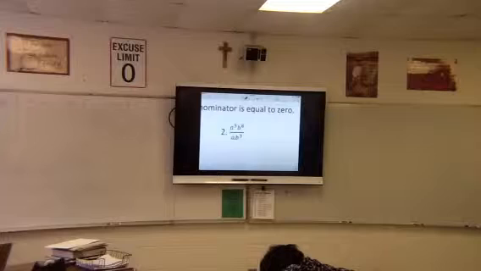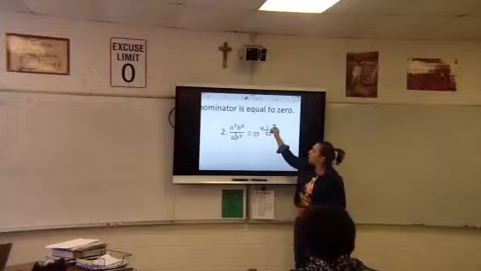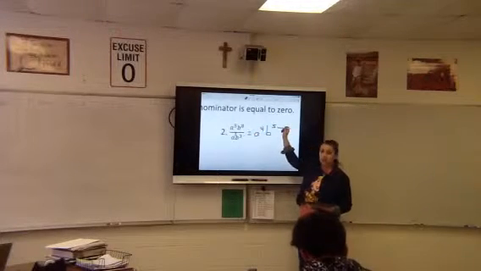All right, Ellie, what do you think the answer should be here on number 2? A to the 4th, B to the 5th. Very good. A to the 4th, B to the 5th. Again, if you need to put a 1 there, put a 1 here. 5 minus 1 is 4. 8 minus 3 is 5.